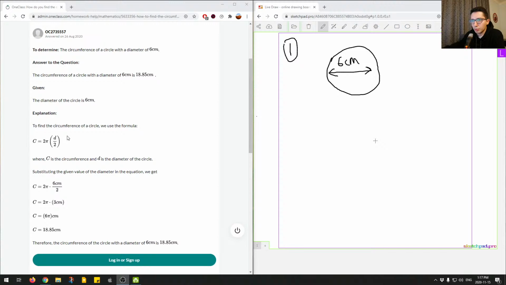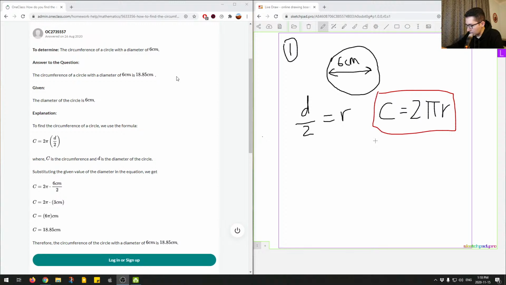So we have this equation right here. C for circumference is equal to 2 pi times diameter divided by 2. So diameter divided by 2 is just the radius, so I'll write that over here. R for radius, and the equation that represents the circumference for the circle is C is equal to 2 pi R. So this is a very important equation to know offhand. I'll just highlight it over here. And this is what you'll need to solve this problem.